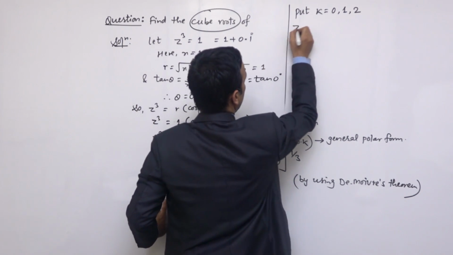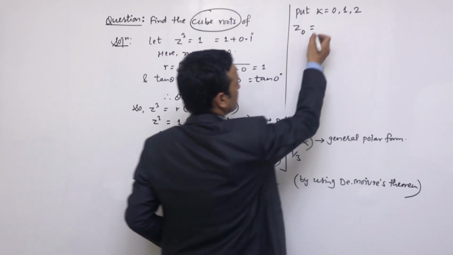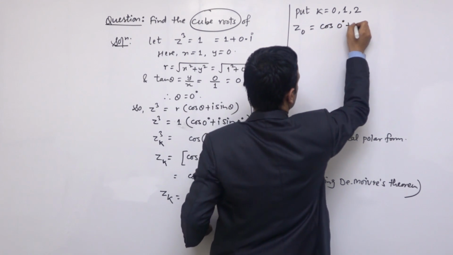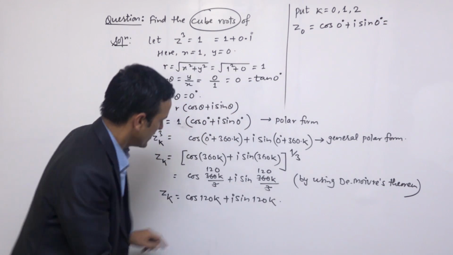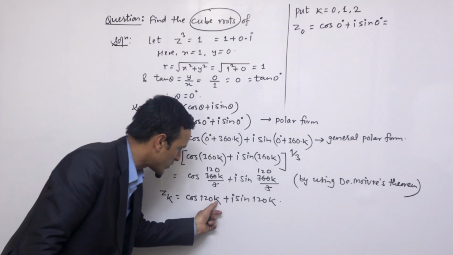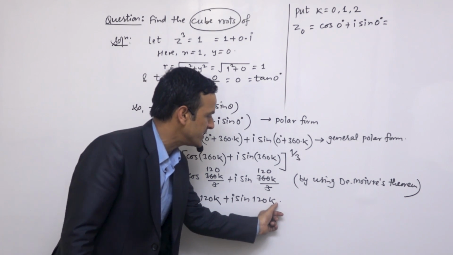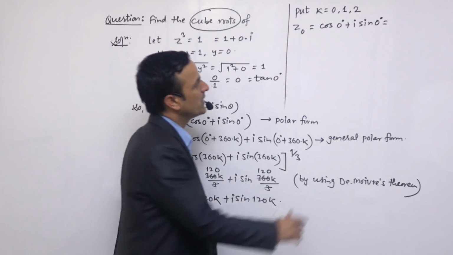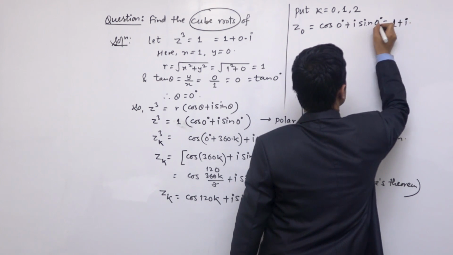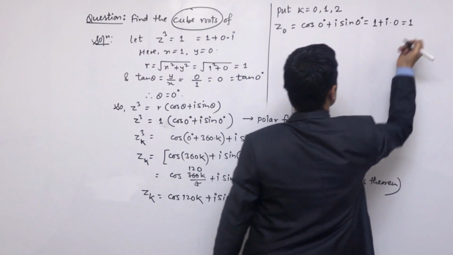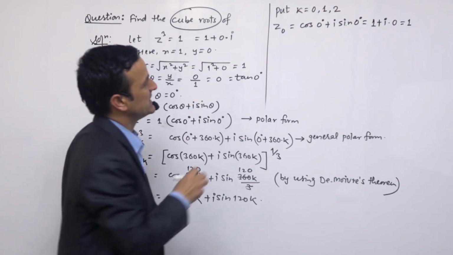So put z0 is equal to cos 0 degree plus I sin 0 degree. So the k को ठाउँमा 0 राखौं. k को ठाउँमा 0 गर्दा z0. I sin 120 into 0 means it is also 0. So cos 0 means 1 and I times sin 0 means it is 0. So the value is 1. So it is one of the solutions of the cube root of unity.